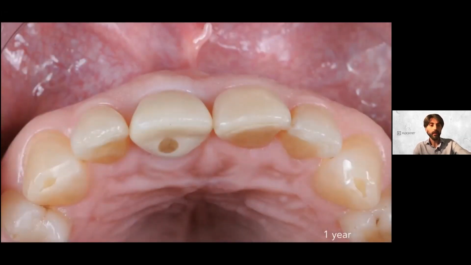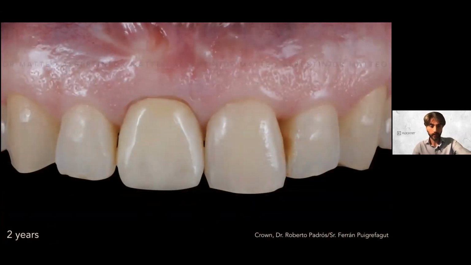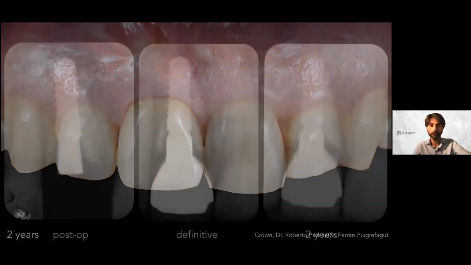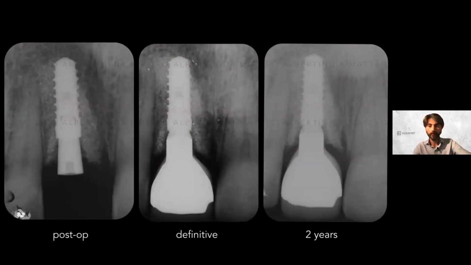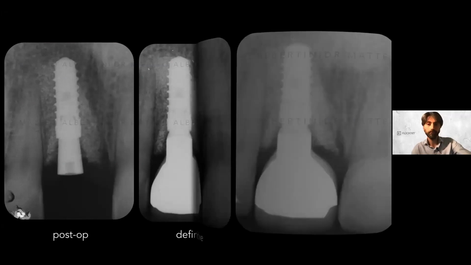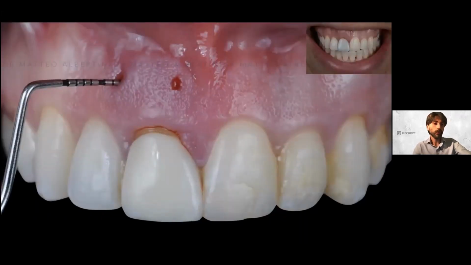Here we have a 1-year follow-up, and you can see a nice soft tissue contour. And here we have the 2-year follow-up of the case, and we can see that the interproximal bone has been maintained. So we can treat even worse cases with this approach. We have tried this technique in this case as well.